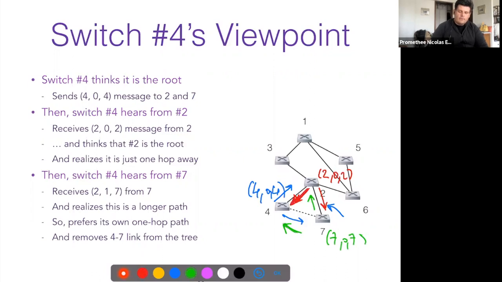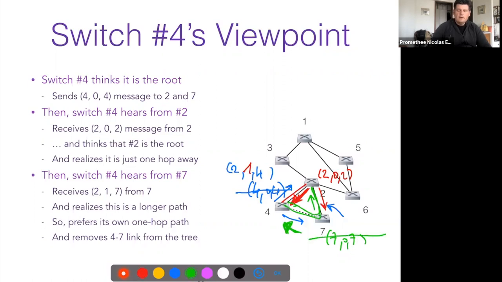So once I receive this message here, and this message, what's going to happen? What is the new message that I'm going to send instead of the blue one? 4 will know that 2 is the root because 2 has the lowest ID. And I have two choices. So either I go this way or I go one hop. Which one am I going to use, guys? 1 or 2? 1. So this is the message I'm going to send.